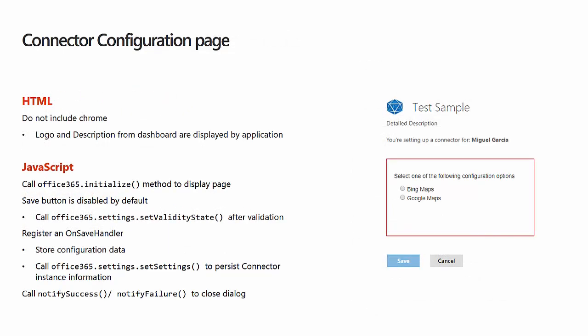When you're building your configuration page, there are some key things that you must keep in mind. Number 1, don't include the Chrome of your application as part of your page. In the screenshot on the right, you'll see where it says test sample and detailed description, and you are setting up a connector for Miguel Garcia. That information is provided by the hosting application, as well as the buttons at the bottom. Inside the red box is the content of the configuration page that is then hosted by the containing application.